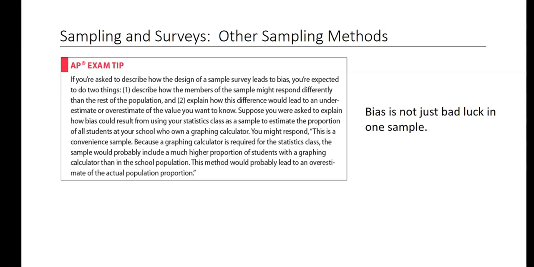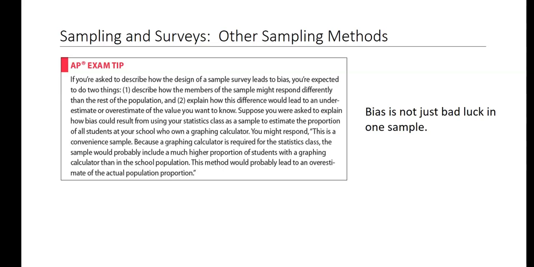So how could a sample survey lead to bias? You want to talk about two things. Describe how the members might have responded differently than the rest of the population, because if they're not representative of the population, that's bad. Explain how the difference might lead to, and you want to make a prediction, would it be an overestimate or an underestimate? So typically you're going to be asked to make a call there. What do you think might happen if that was the group?